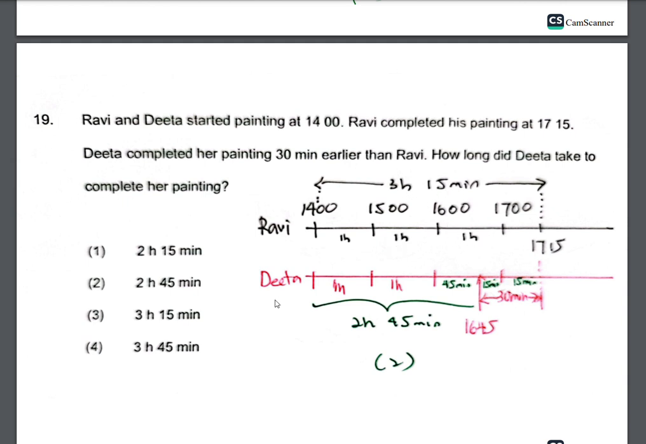Now Dita, on the other hand, finished painting 30 minutes earlier than Ravi. So 15 minutes earlier, I go back 15 minutes and another 15 minutes. That means Dita stopped at the 45-minute mark here. What does that mean? 1 hour, 2 hours, and 45 minutes. So Dita took 2 hours and 45 minutes to paint.